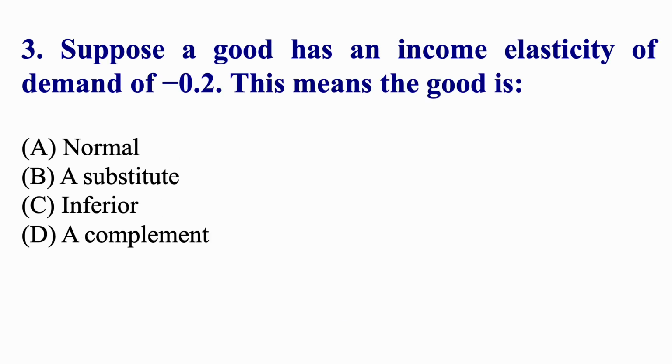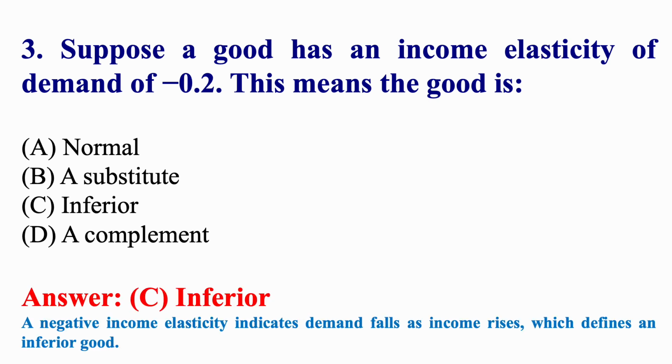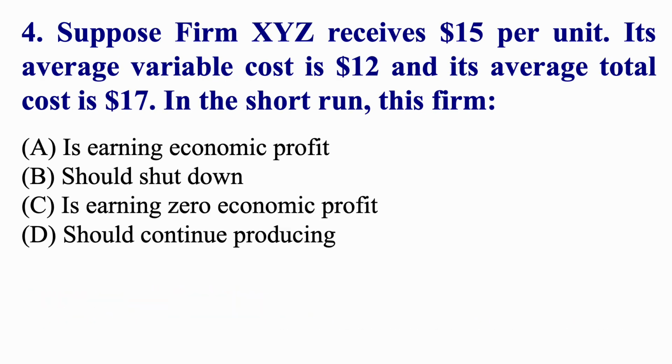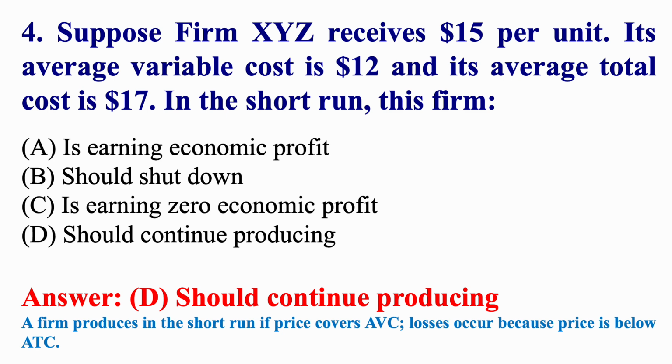Suppose a good has an income elasticity of demand of minus 0.2. This means the good is inferior. Suppose firm XYZ receives $15 per unit. Its average variable cost is $12 and its average total cost is $17. In the short run, this firm should continue producing.